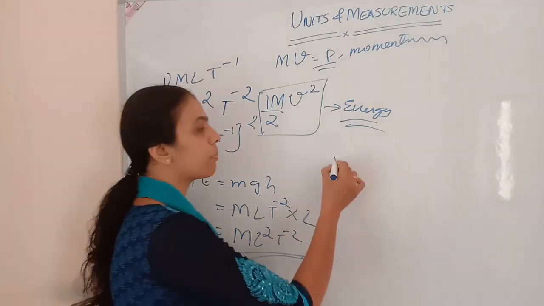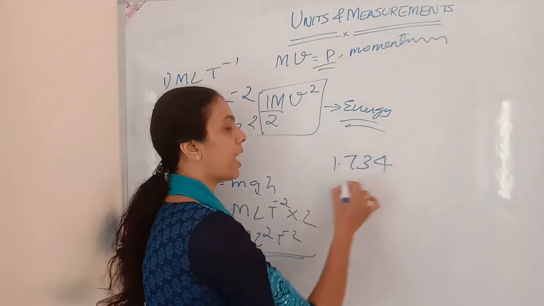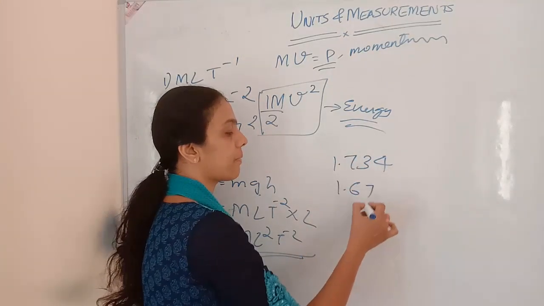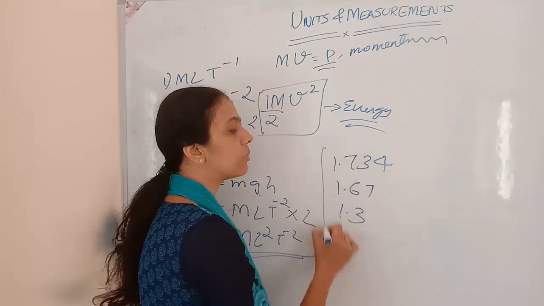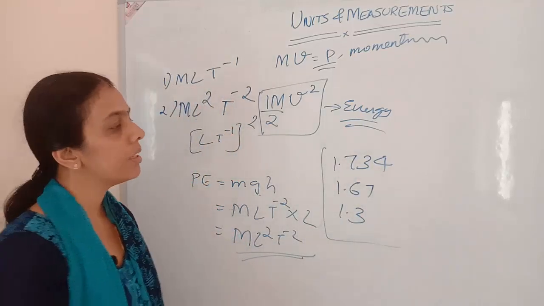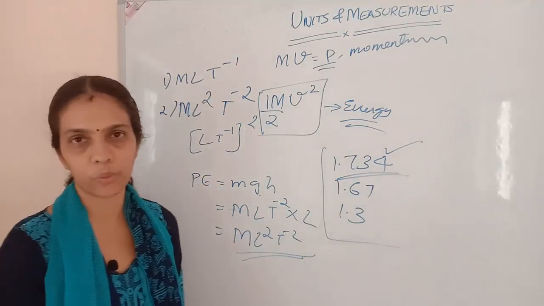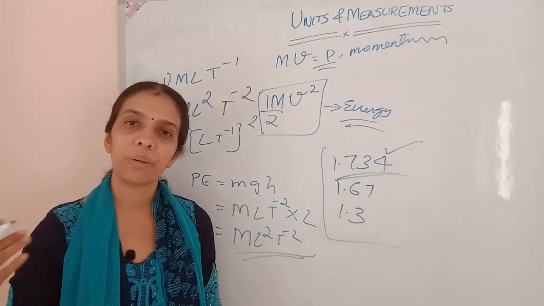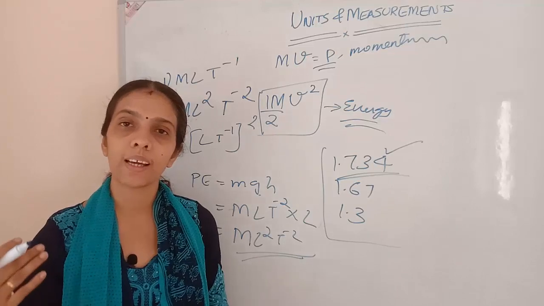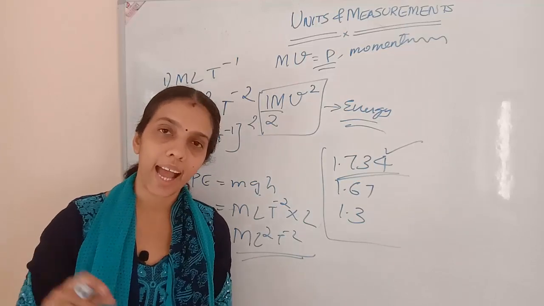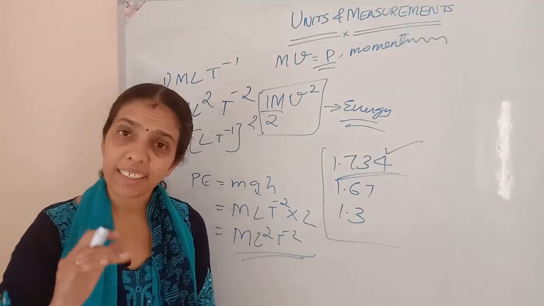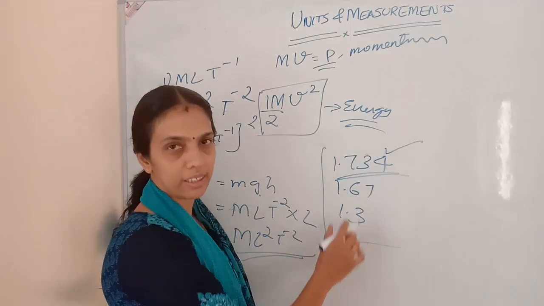That means, see, 1.734, 1.67 or 1.3. Which will be the more precise value? See, whichever has more resolution will be the more precise value. So precision will increase if the number of divisions increases. Then what about the accuracy? Accuracy will decrease when the precision is increasing.